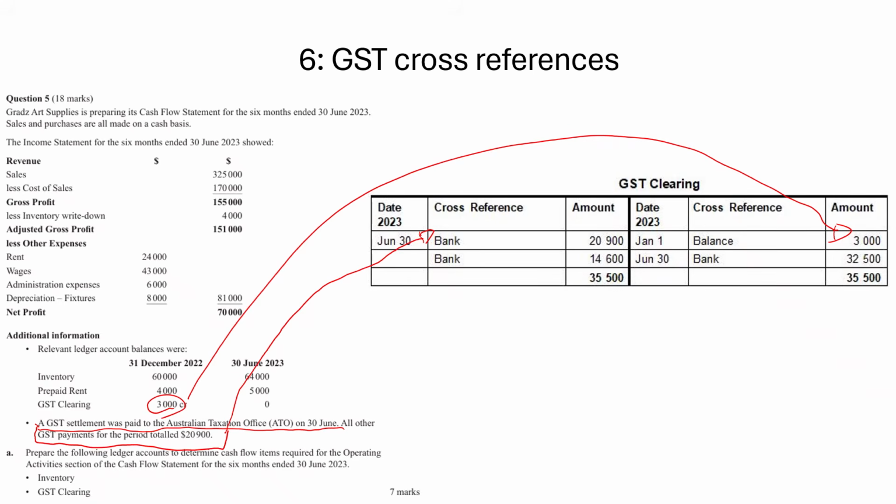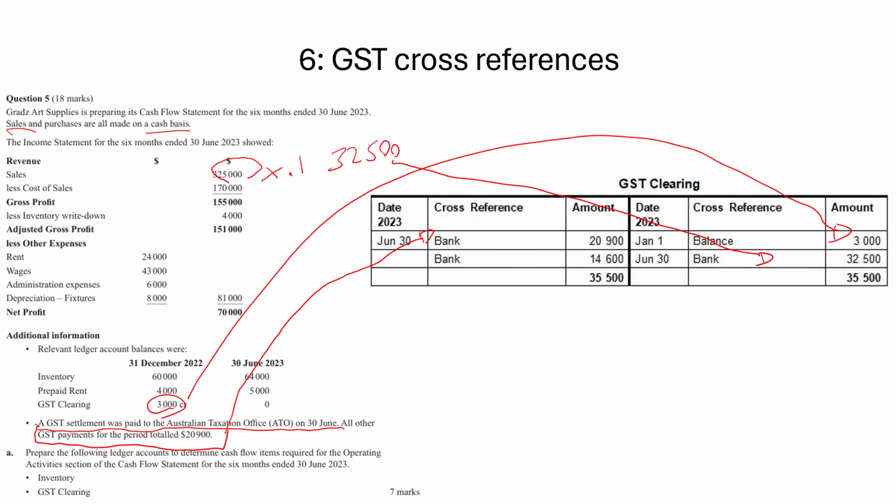And if we work backwards, we don't need to worry about the GST and all these expenses. We've already been told the GST payments. So therefore we need to look, well, have we got any GST inflows? So yes, we have. We've got some sales here. All sales are made on cash. So therefore, if we multiply our cash sales by 0.1, we're going to get 32.5K worth of GST receipts.